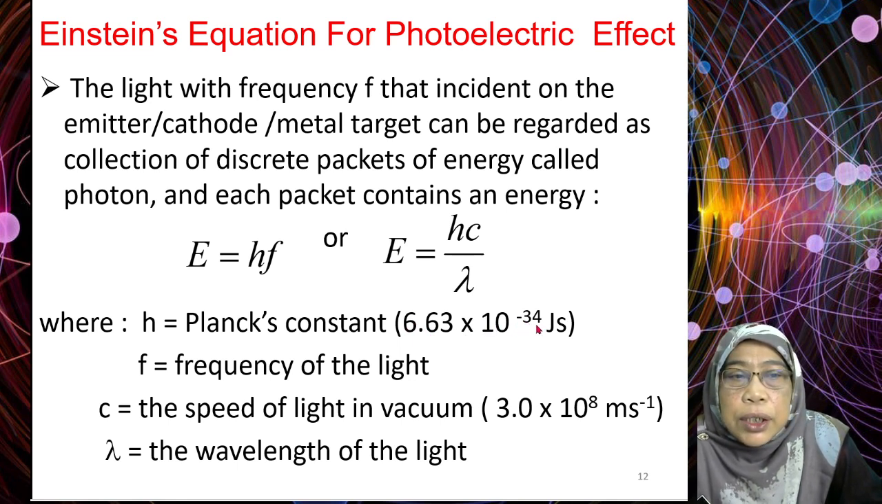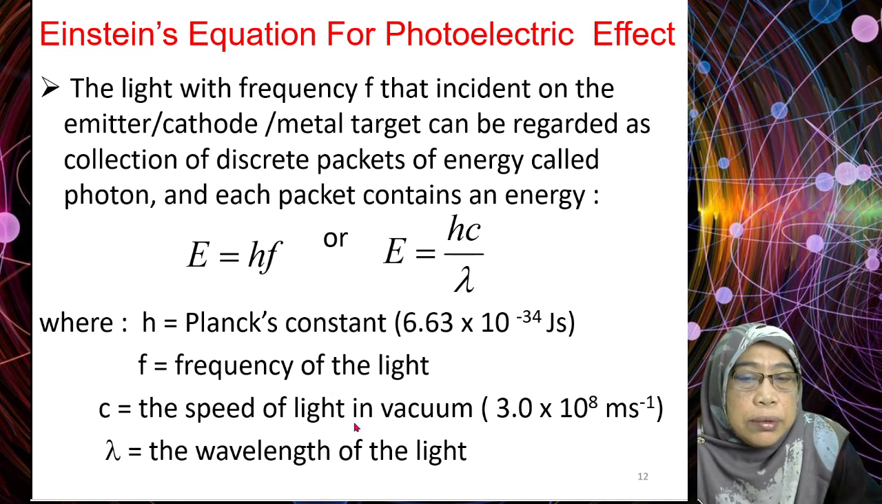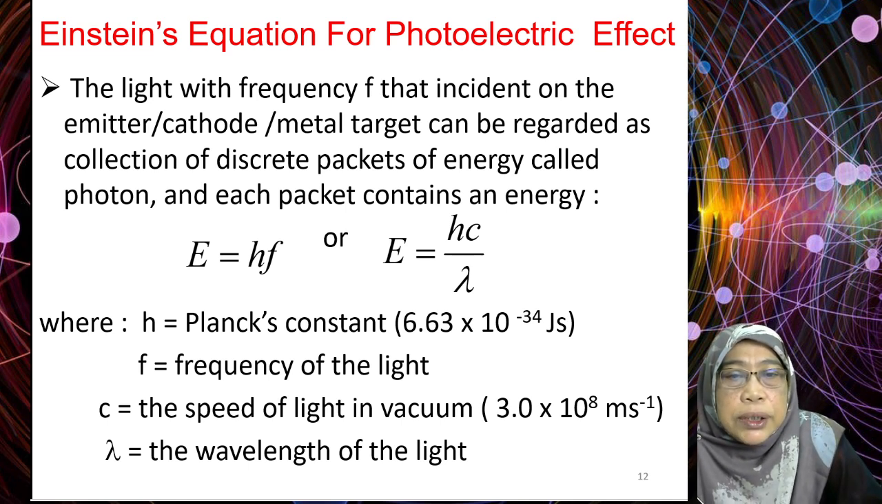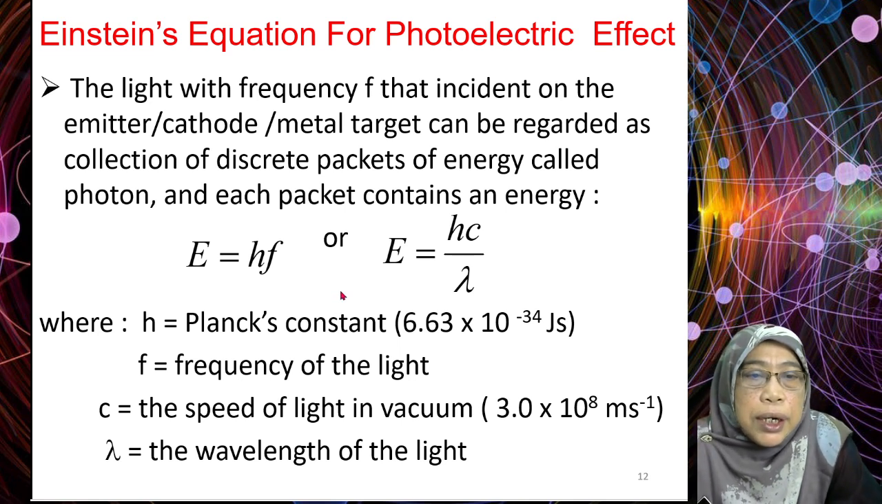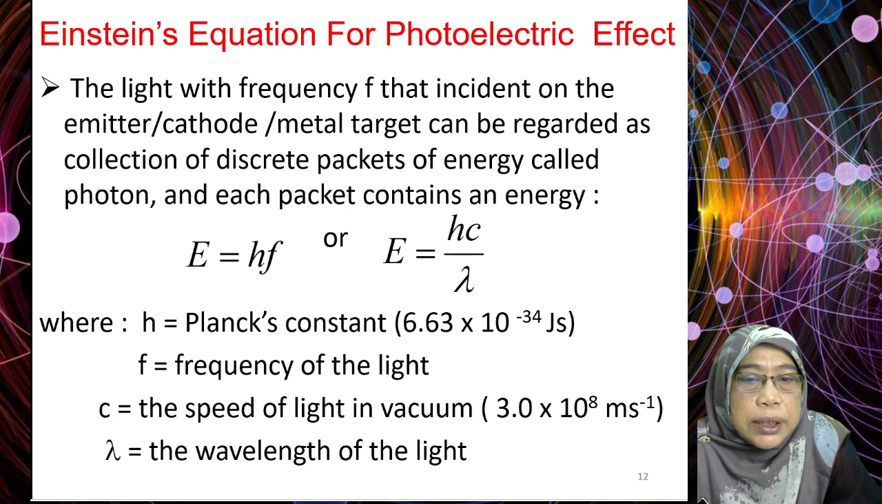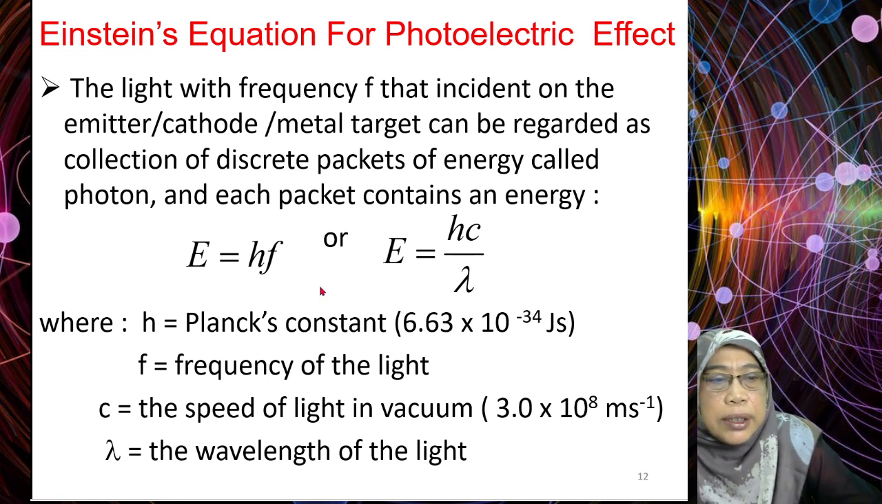The unit is joule second. f is the frequency of the light, and c is the speed of light in vacuum, a constant value which is 3 times 10 exponent 8 meters per second. Then lambda is the wavelength of the light. So when you use this equation, E equal to hf or E equal to hc over lambda, the unit here is joule, because h is joule second. The unit for the energy is joule.